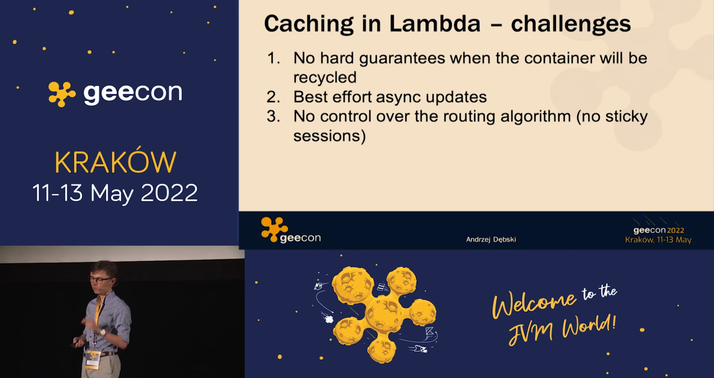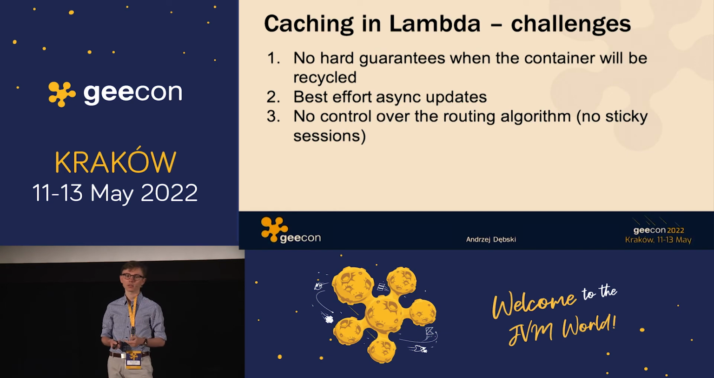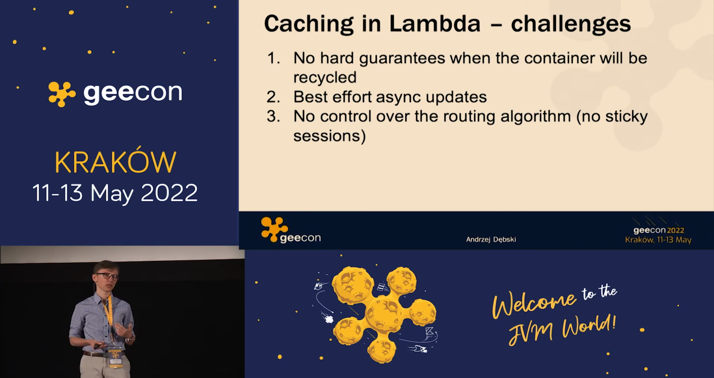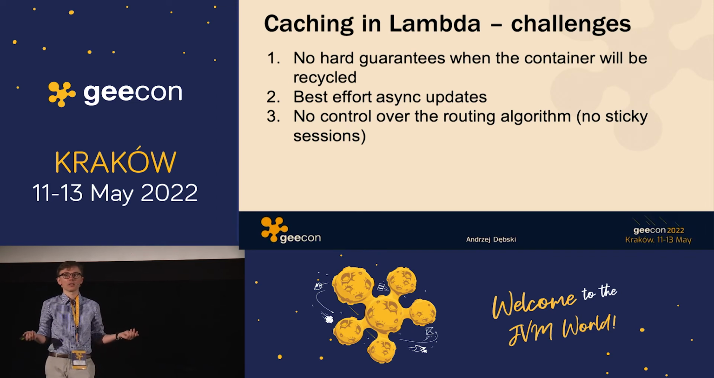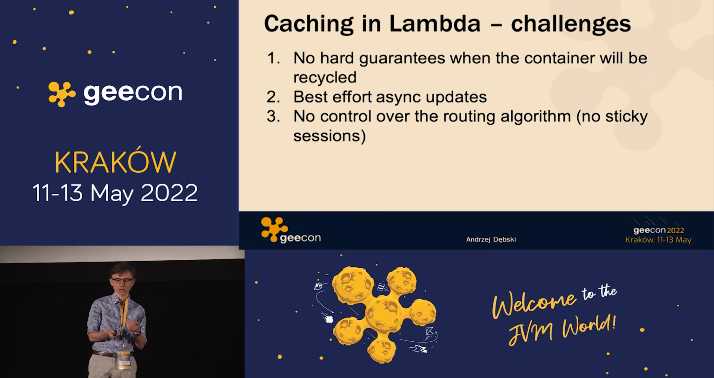And the third reason this is problematic is that you don't have any control over routing in your Lambda. If you have a server environment, you'll probably have some load balancer or reverse proxy, and you can create some strategies there. For example, if server X handled a request for client A, then for the next 5 minutes or for the duration of this session, try to send that client to the same server, because the server already has some information in memory. In Lambda, you basically don't have any guarantees which instance of your function will handle the requests.